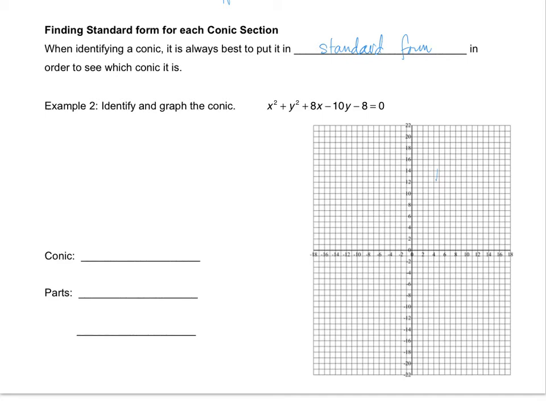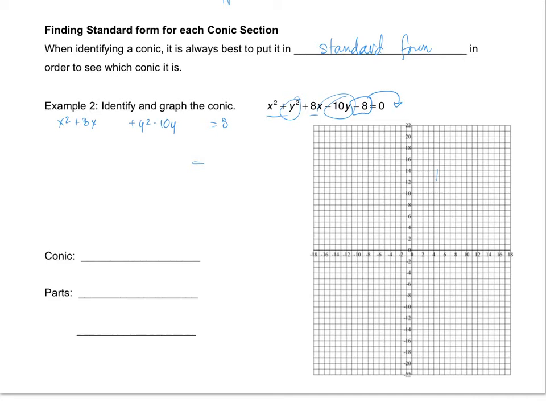In example 2, you have been given the equation in general form. So the first thing you want to do is group your like variables. So we're going to take our x terms and have x squared plus 8x. Then you're going to group your y terms, which would be plus y squared minus 10y, and then we're going to take the constant and move it to the right-hand side. So we're setting it equal to 8.